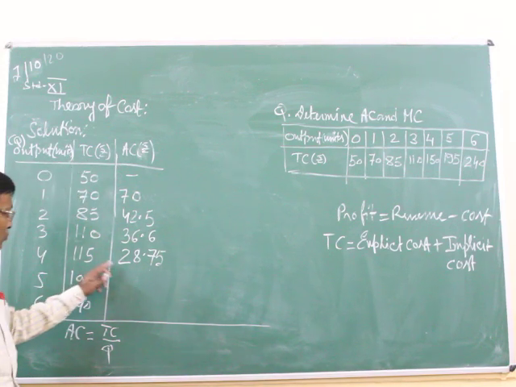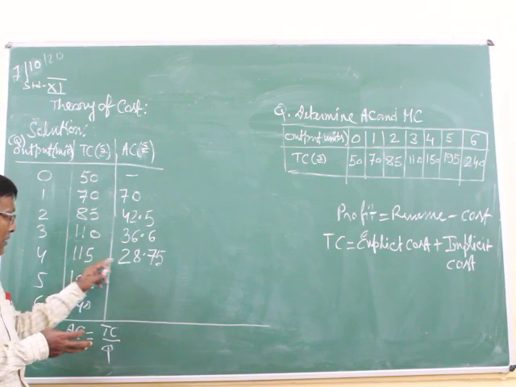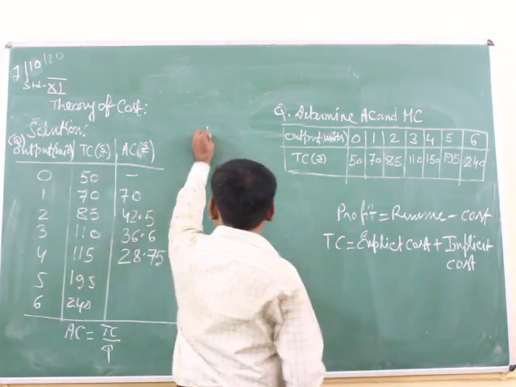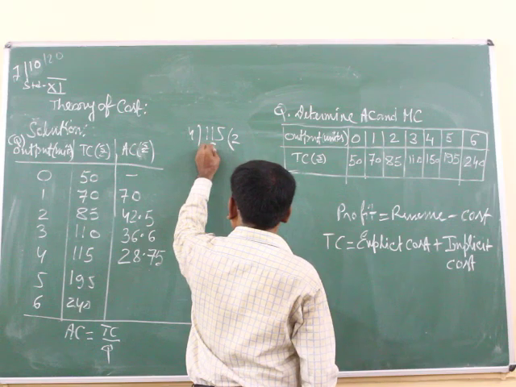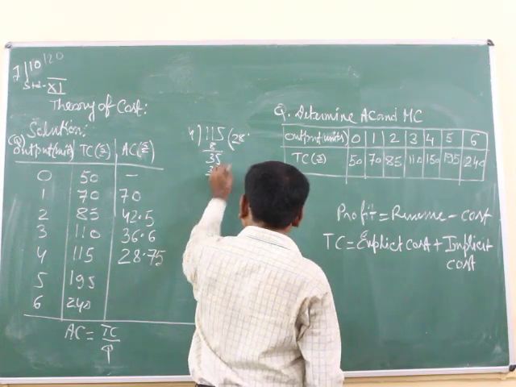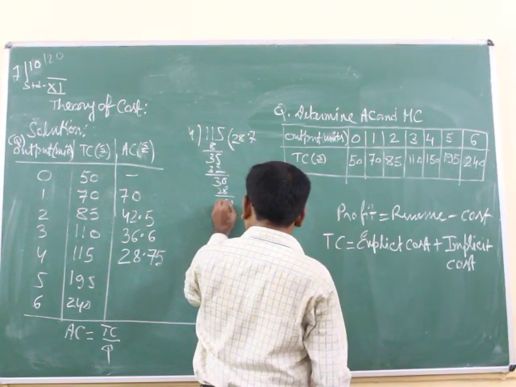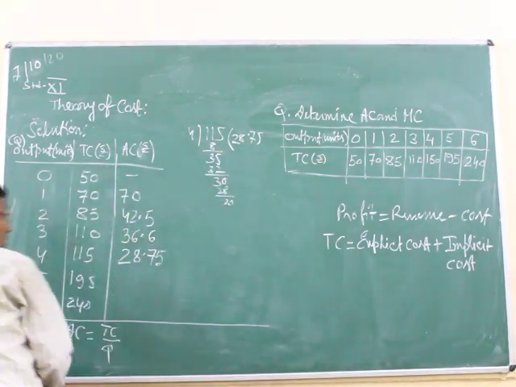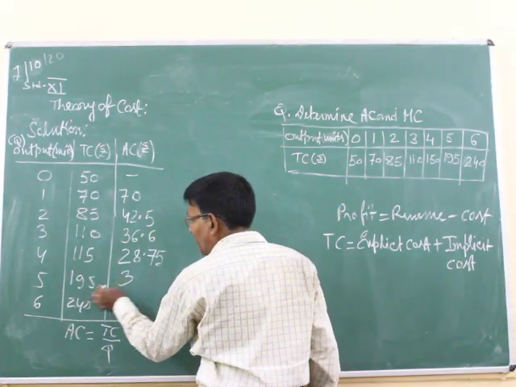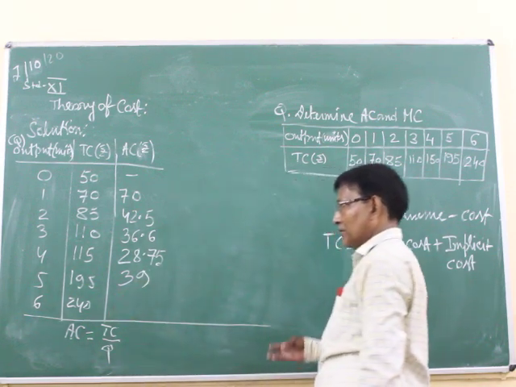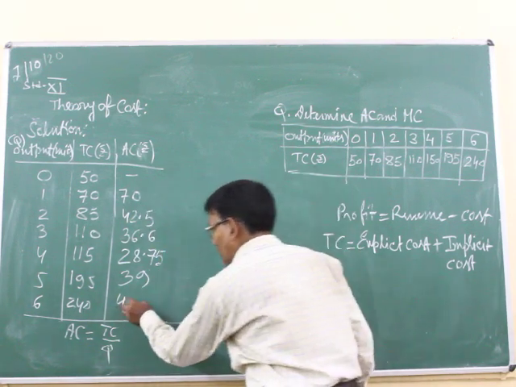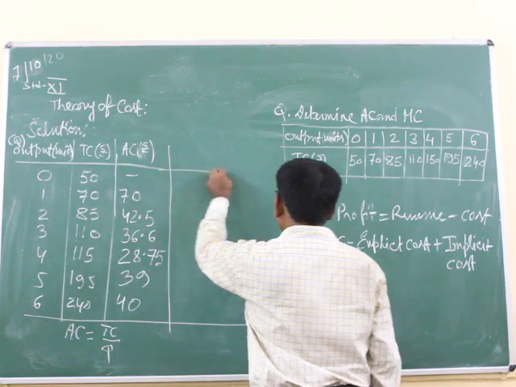Let me check it once again. 4 2s are 8, 9, 10, 11, 35. 4 8s are 32, 33, 34, 35. Okay. Let me divide it over here. 4 2s are 8, 4 8s are 32. 3, 0, 4 7s are 28, 2, 0. It is coming as 28.75. Next one is 5, 3s are 15, 5 9s are 45. Next one is 6, 4 zeros 40. In this way, you will be able to find out the value of AC.